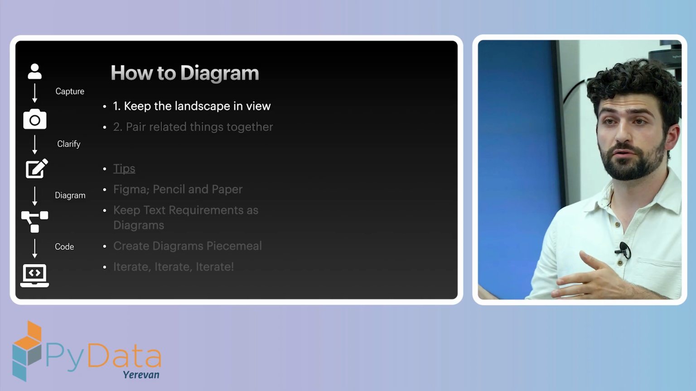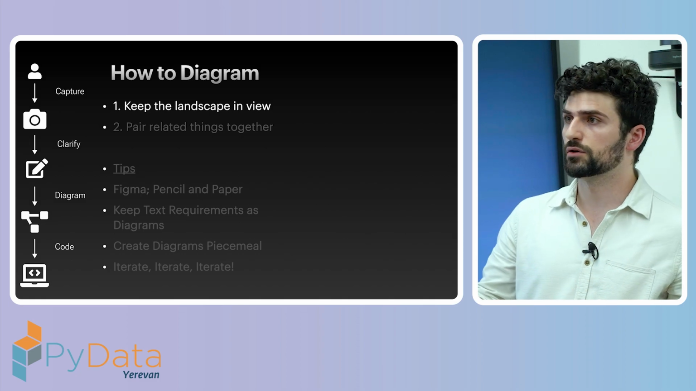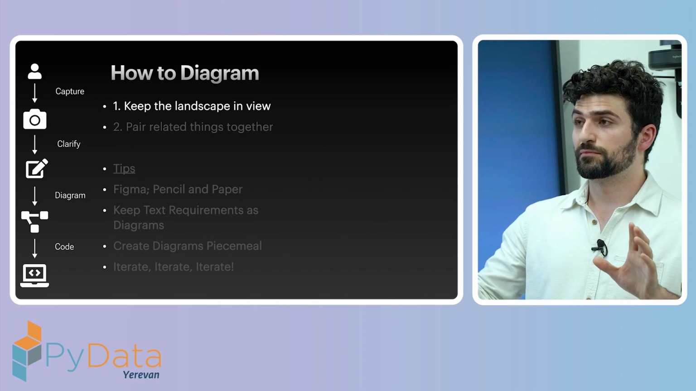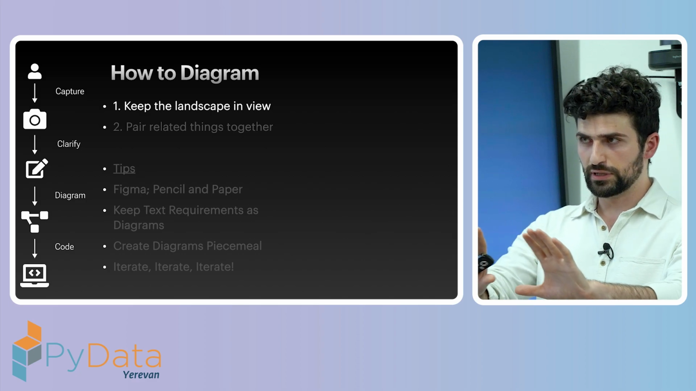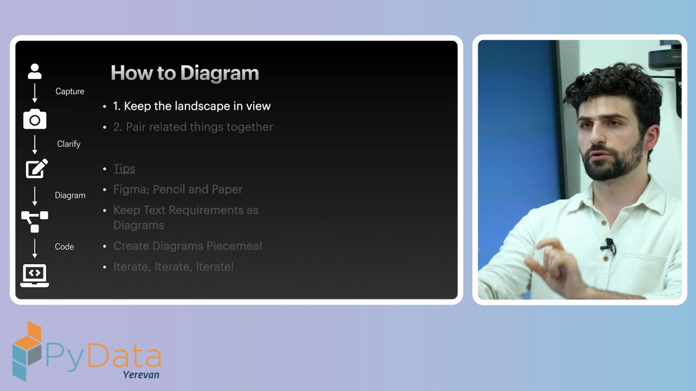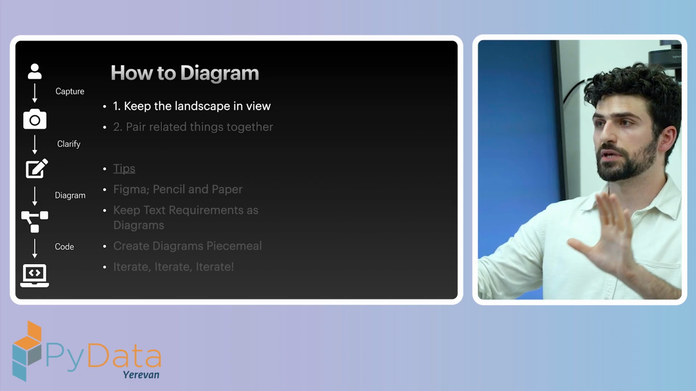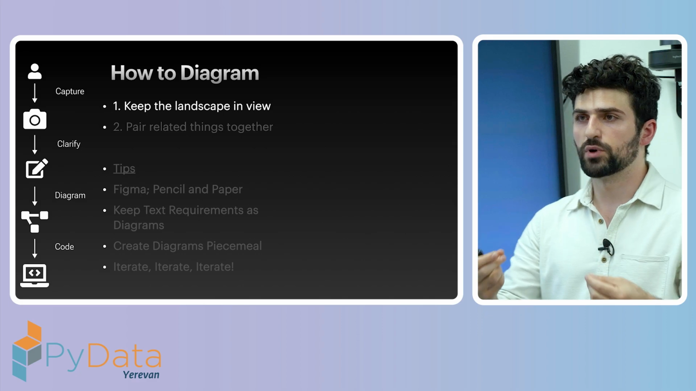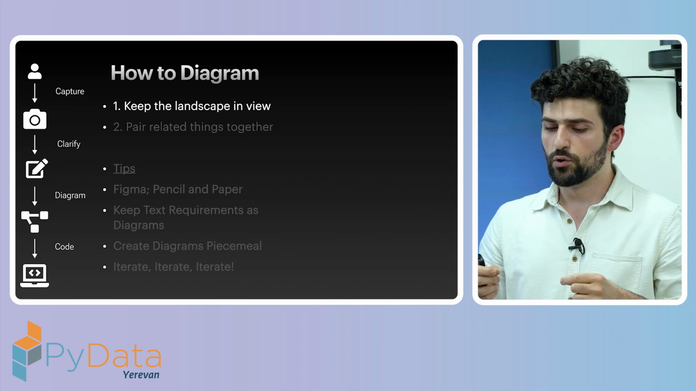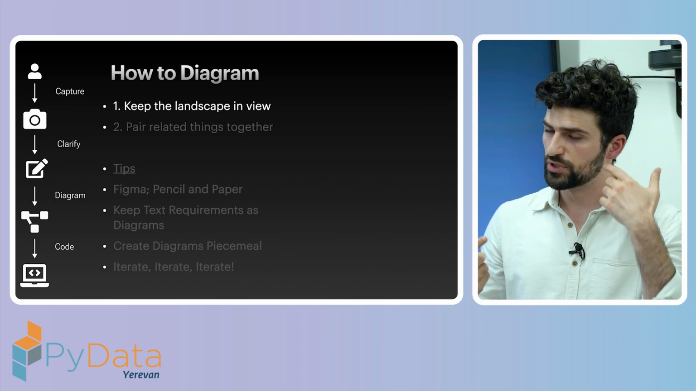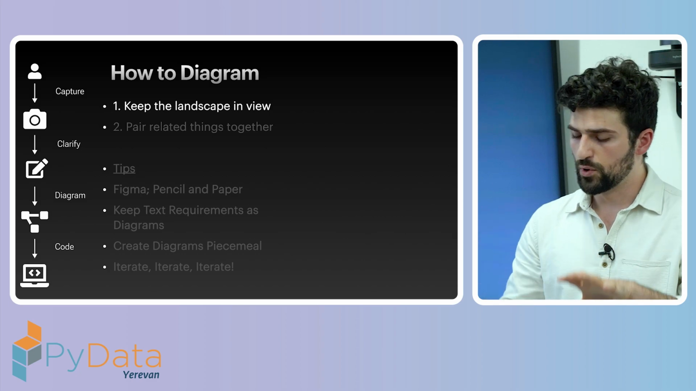Or maybe you go to other applications like Google Maps, and you can easily see where you are and where you're going. You can zoom out, zoom in. You always have the landscape. So this is what I mean. It's very important as a tip or something to think about. You want to know where you are.